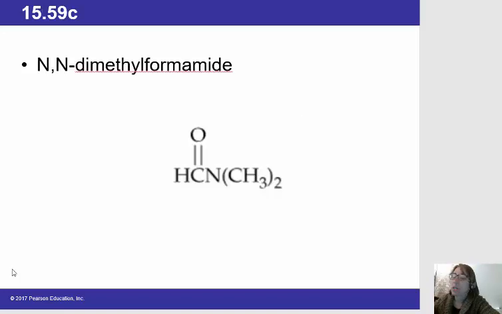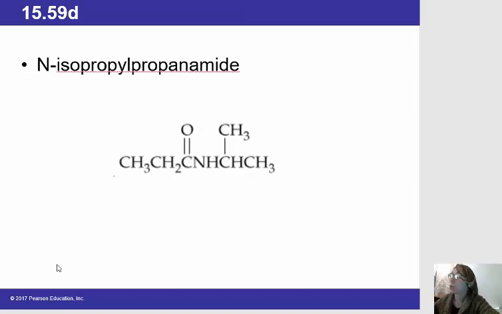All right, so now we have a structure, and again, it's easiest for me to look at the part that comes from the acid first. So there's no R group, there's just an H, so that's from formic acid. And I have 2 methyl groups directly bonded to the amide nitrogen. So that's going to be N,N-dimethyl formamide.